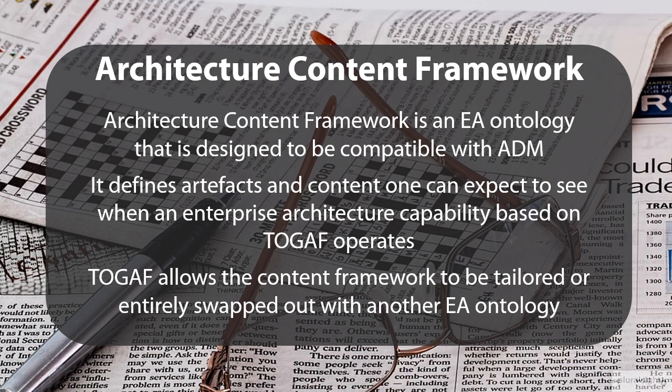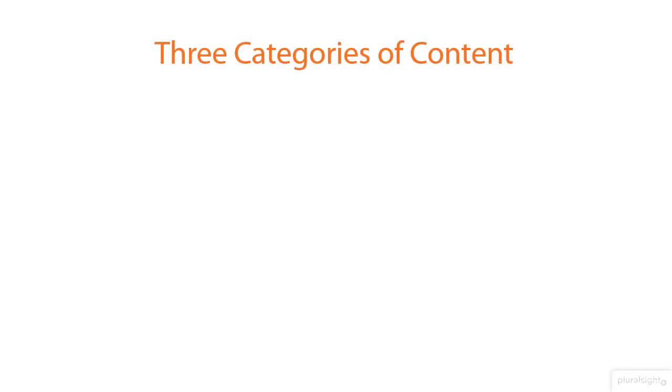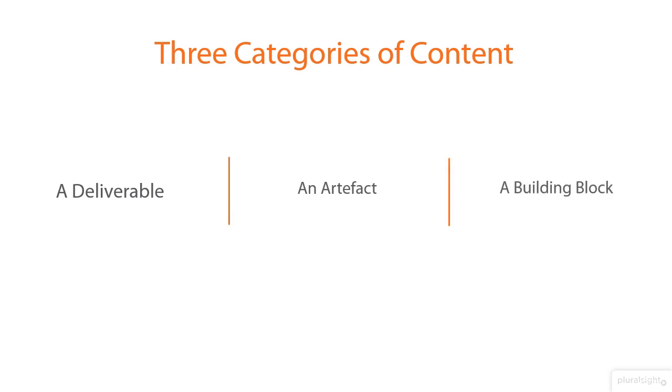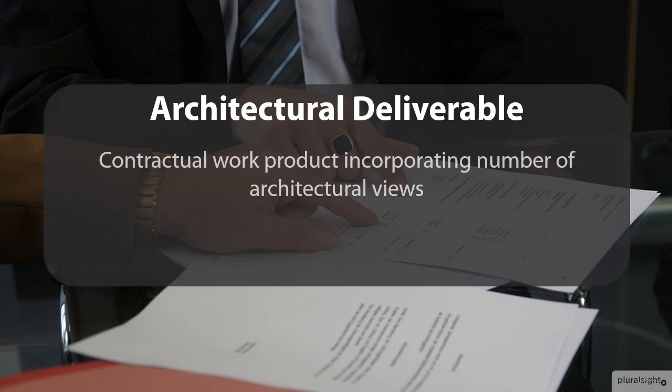as a result of the activities performed within that particular phase. The outputs could be as varied as roadmaps, project plans, matrices, catalogs of architecture, or solution building blocks, contracts, compliance assessments, and so on and so forth. Essentially, the content framework categorizes all this content into three categories, namely a deliverable, an artifact, and a building block, where a deliverable is a contractual work product that has been agreed to be produced at a certain stage in the process of the architecture development.